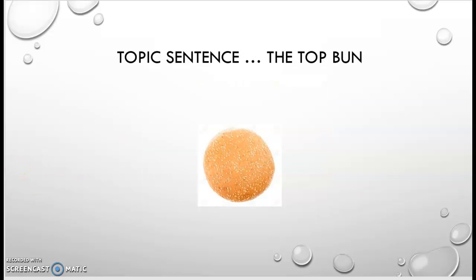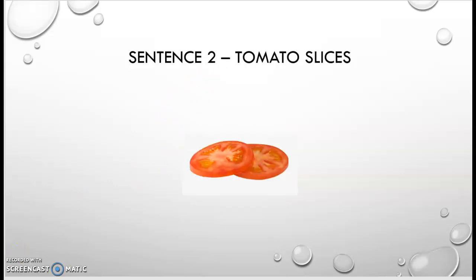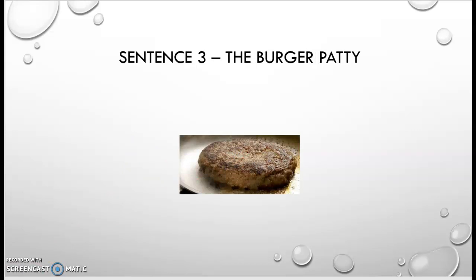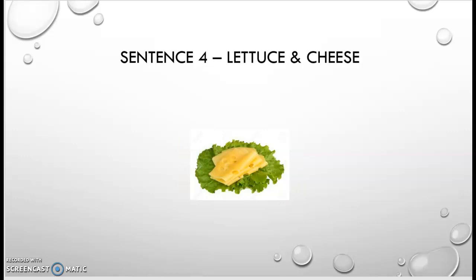So let's look at this step by step. We start with the top bun. And what do we call that? The topic sentence, correct. Then comes the sentence 2. What do we call this? Supporting sentence, supporting details. In our case, tomato slices, followed by the burger patty, followed by the lettuce and the cheese. I know, Swiss cheese.